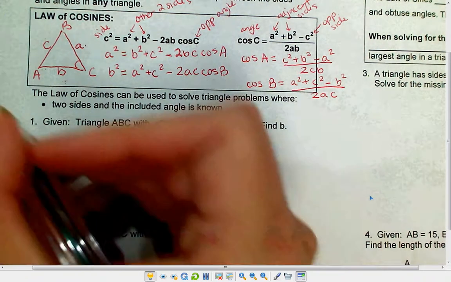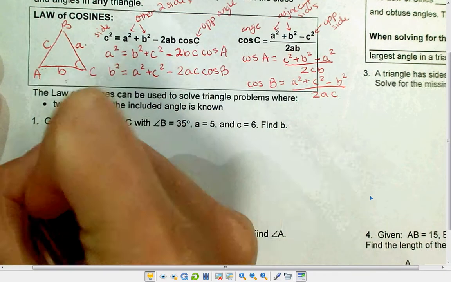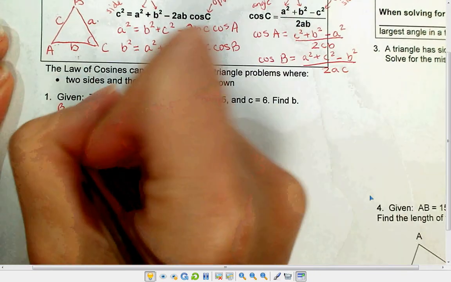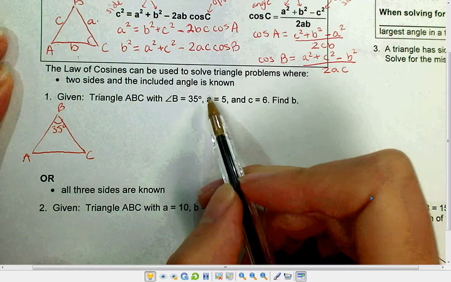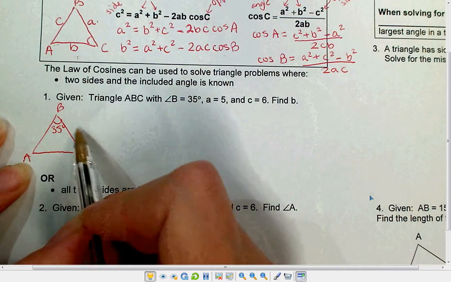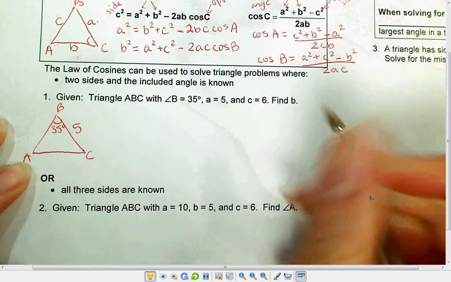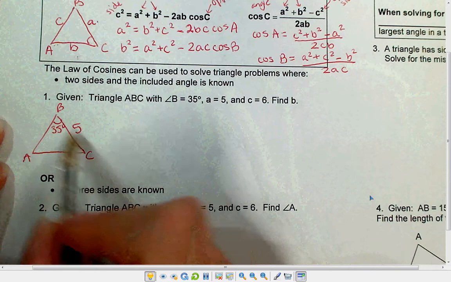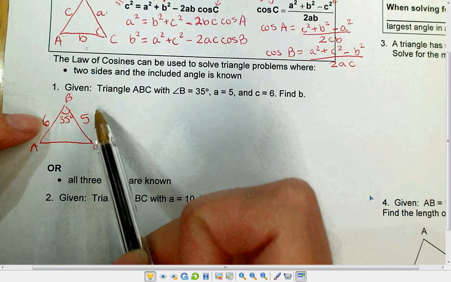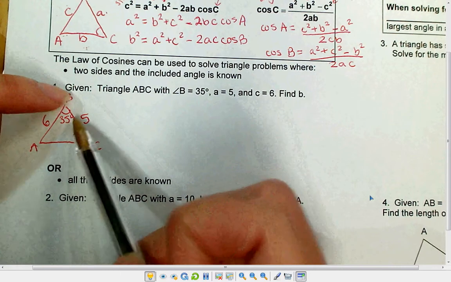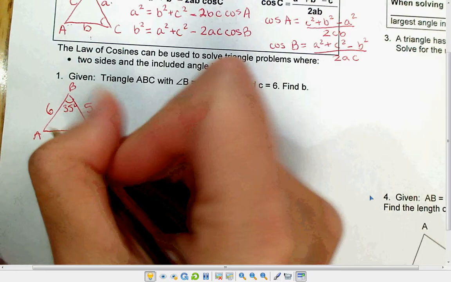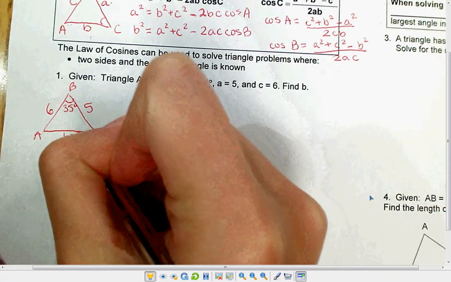So let's take a look at triangle 1. Here is triangle ABC. We know that angle B is 35 degrees. A is 5, so this is the side. So here is big A, which is our angle. Little a is across from it, so this is supposed to be 5. Little c, which is a side across from angle C, must be 6. So this is a triangle where we have two sides and the included angle, so the one in between them. We can use law of cosines to solve for little b, which is this one right here. So this is the one we're trying to find.